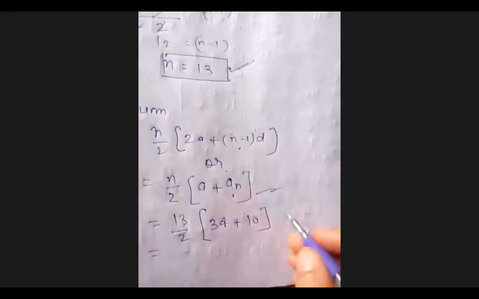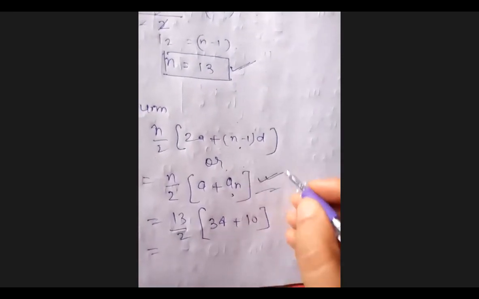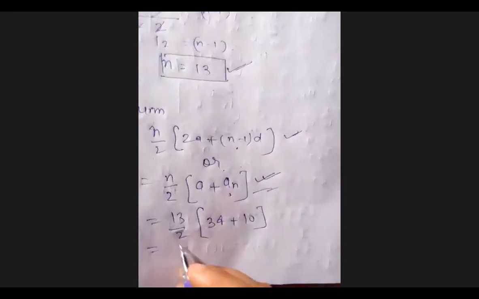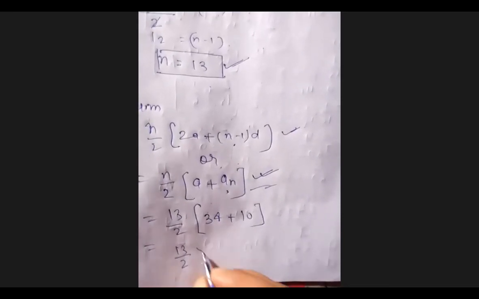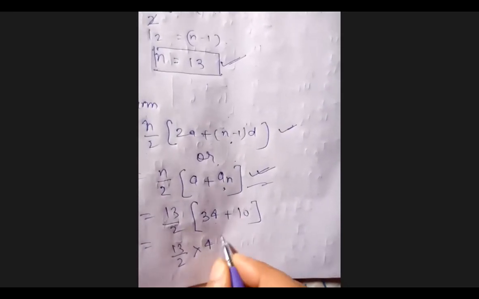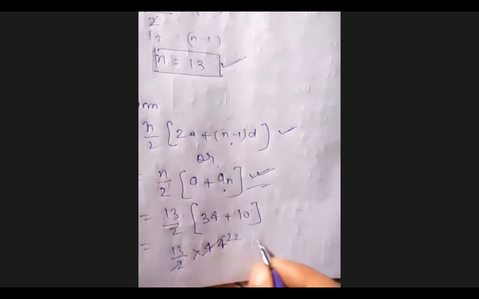Actually, I applied this formula to make the calculation shorter; otherwise you can find it through the other formula as well. So 13 upon 2 and 34 plus 10, 44. So your answer is 13 into 22. If you calculate this, this is your answer: 286. Yeah, so this is your question number second.